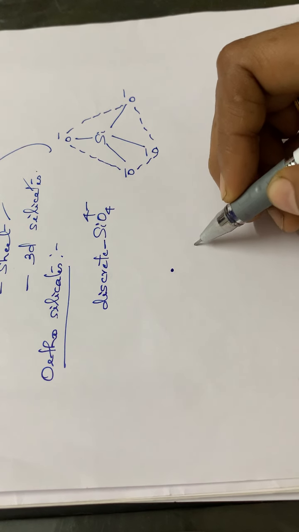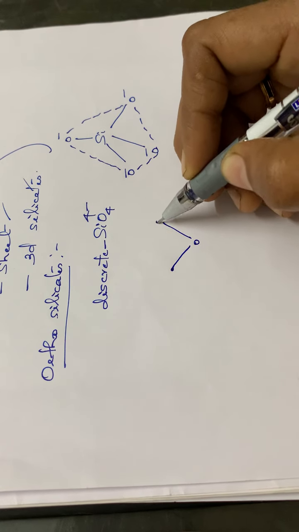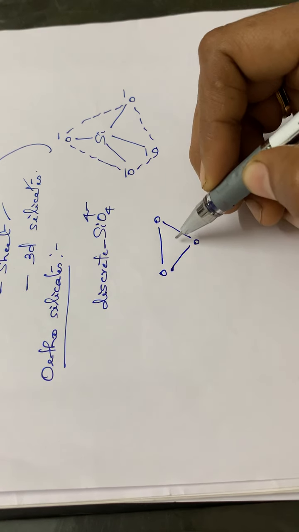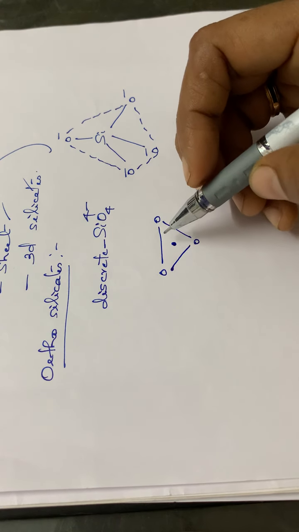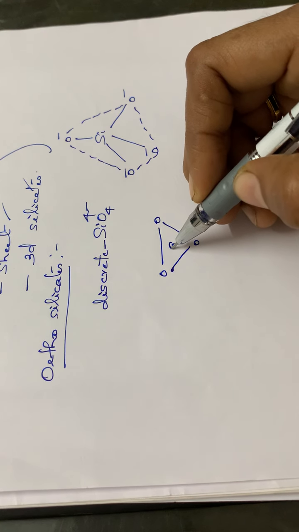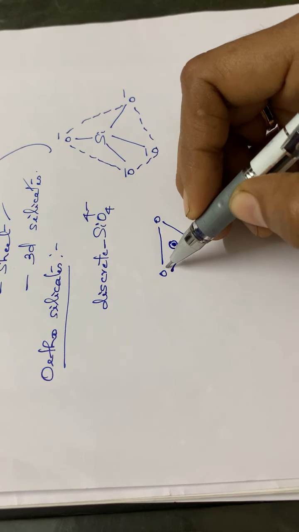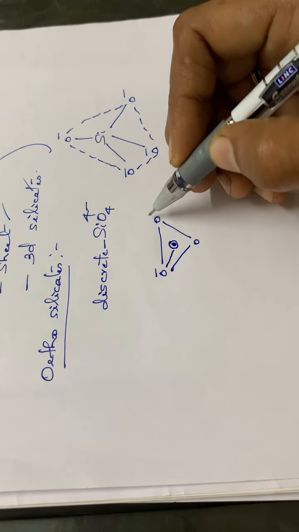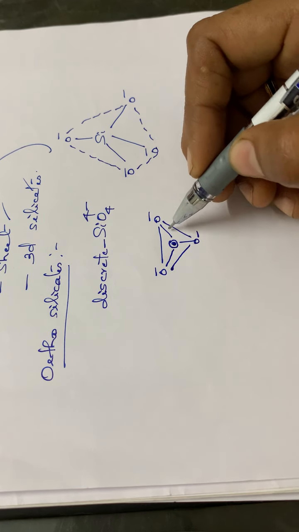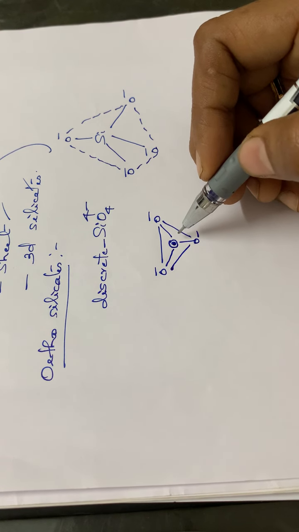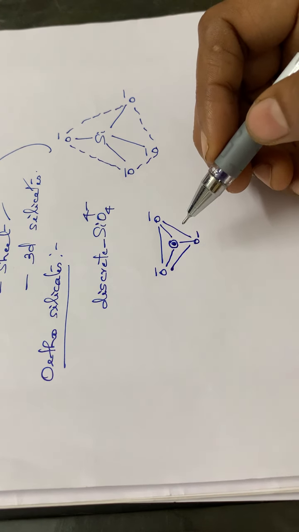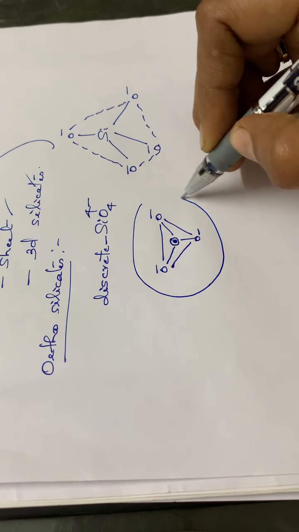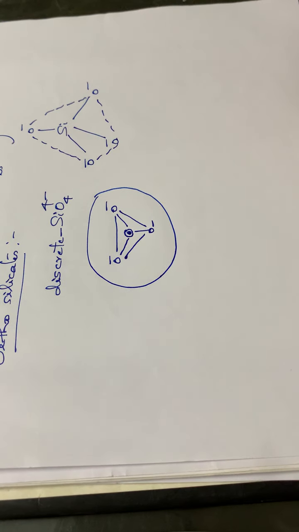One oxygen atom, then another oxygen atom. So these three are the oxygen atoms, surrounding one silicon. This one is the silicon atom, and these are O minus units. One of the O minus atoms is behind this plane. So this is the skeletal framework of a SiO4 4- tetrahedron.